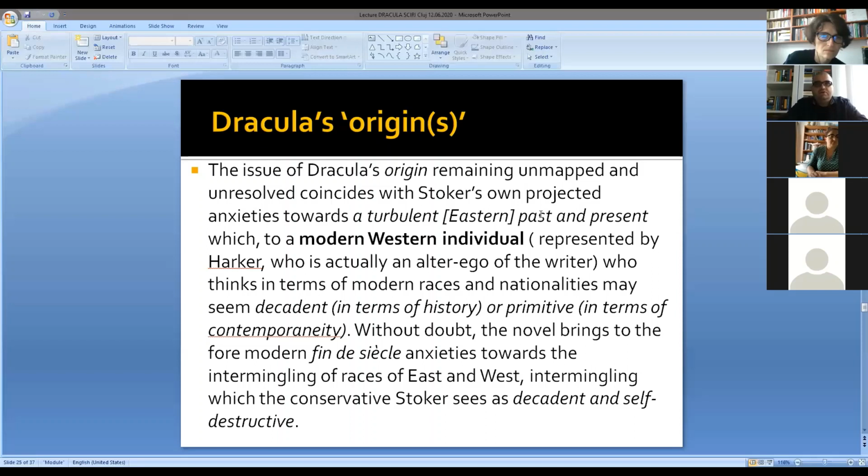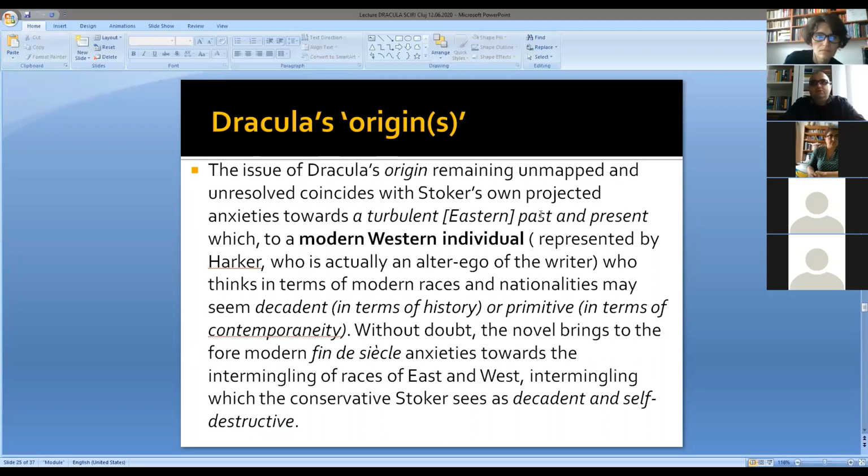The issue of the origin of Dracula remaining unmapped and unsolved coincides with Stoker's own projected anxieties towards a turbulent eastern past and present, which a modern Western individual such as Harker, who is actually an alter ego writer, approaches in terms of modern races and nationalities. At the end of the 19th century, Western authors thought in terms of race and nationality, and thought that this East may seem decadent in terms of history because it is made of all aristocrats, or primitive in terms of contemporaneity.